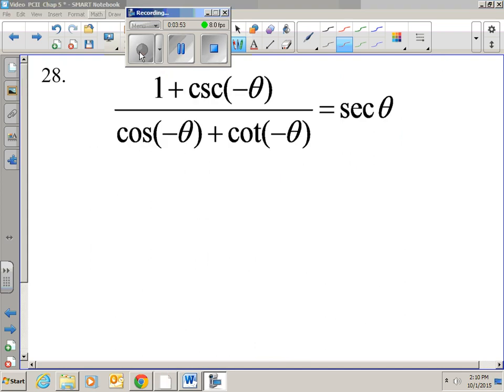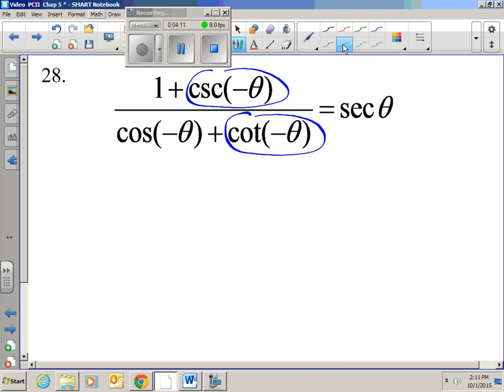Okay, looking at the second one here, I see some negative theta, so I'm already thinking about my odd and even identities. I know here in blue, the blue ones are going to be my odd ones. I know that cosecant is odd. I also know that cotangent is odd. However, cosine, of course, is even. Okay? In the odd identities, the cosecant of negative theta is going to be the opposite of cosecant theta. So in the odd identities, I need to change my signs.